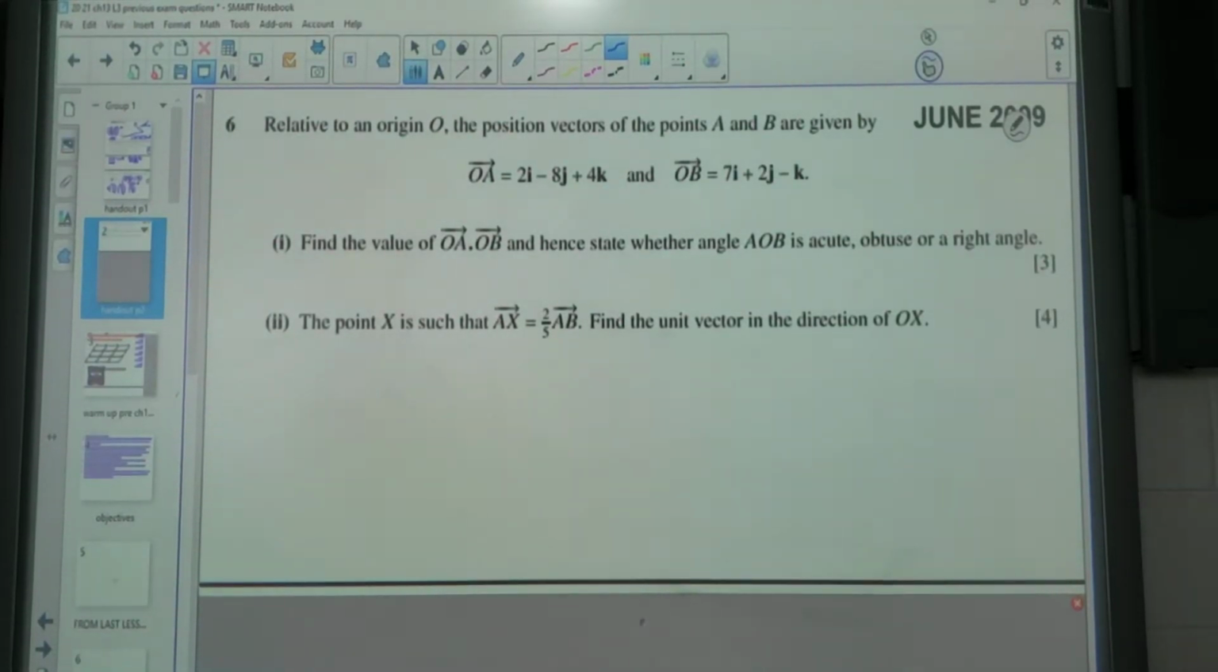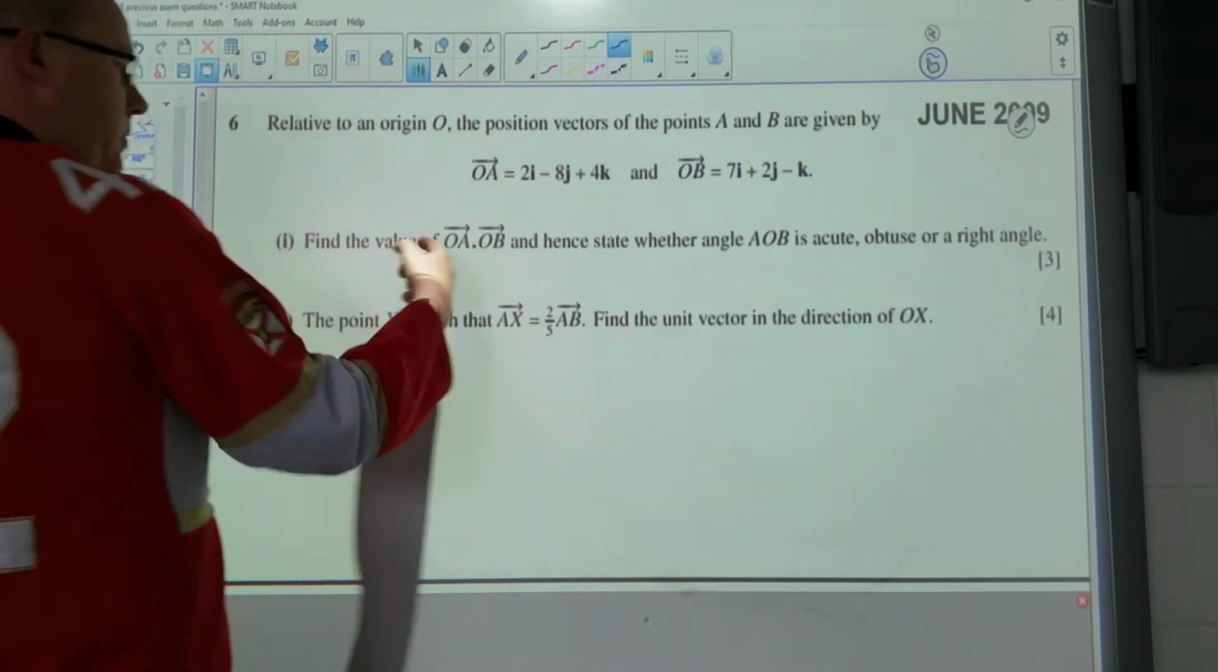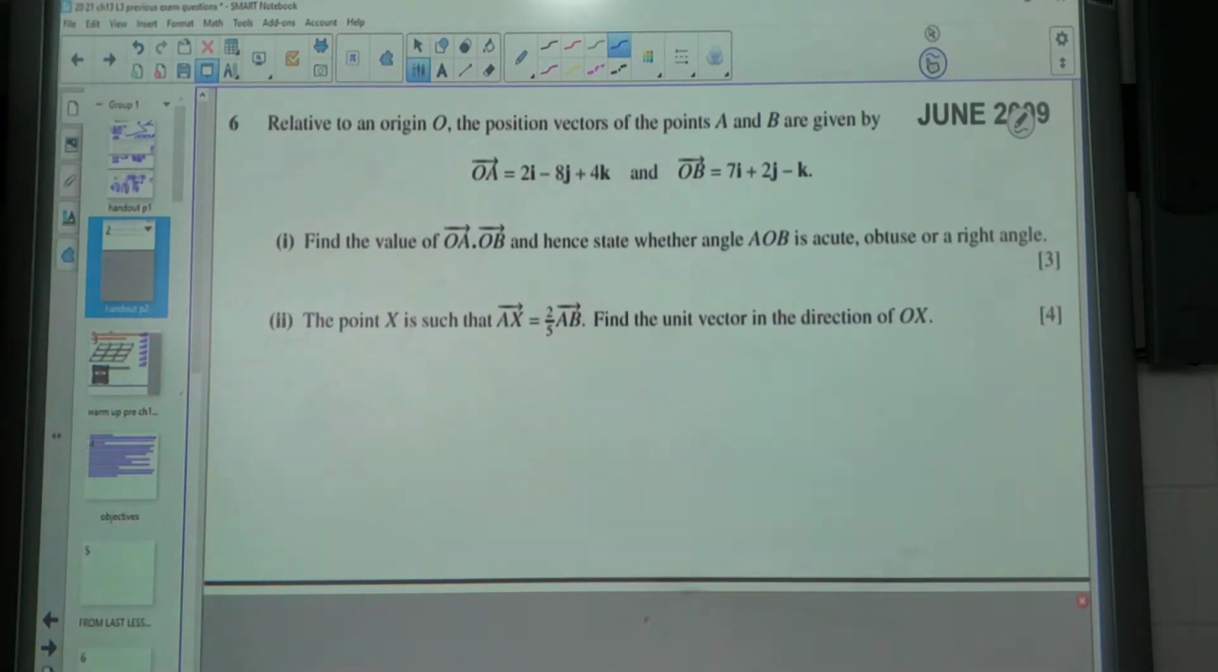Now, the next question we looked at actually came from June 2009, also paper 1, so you could go look for that question as well if necessary. So we're given OA and OB, and we're asked to find the value of the dot product between those.